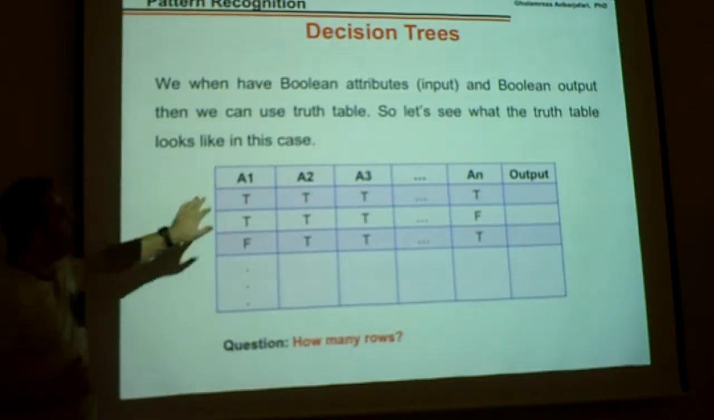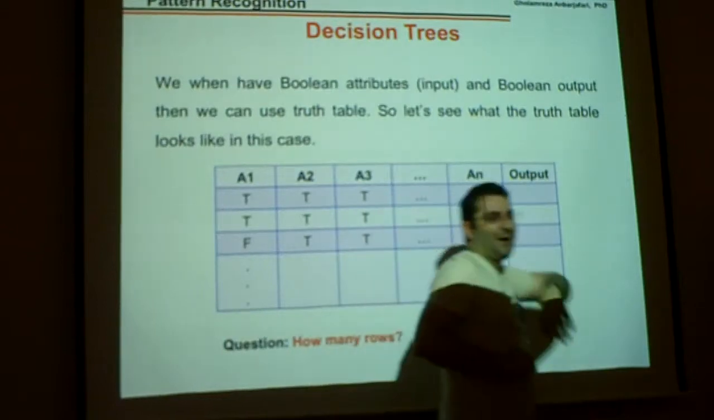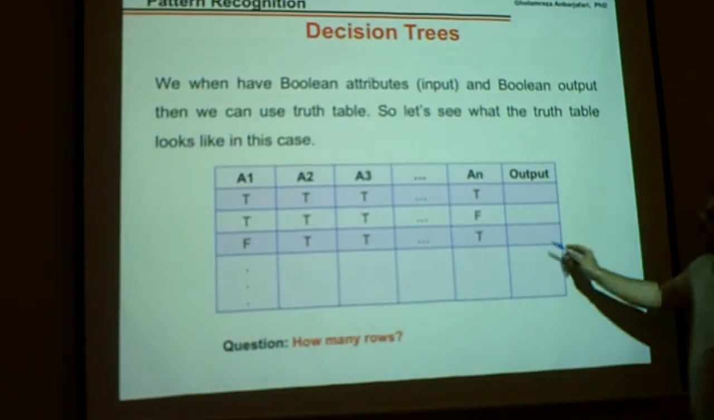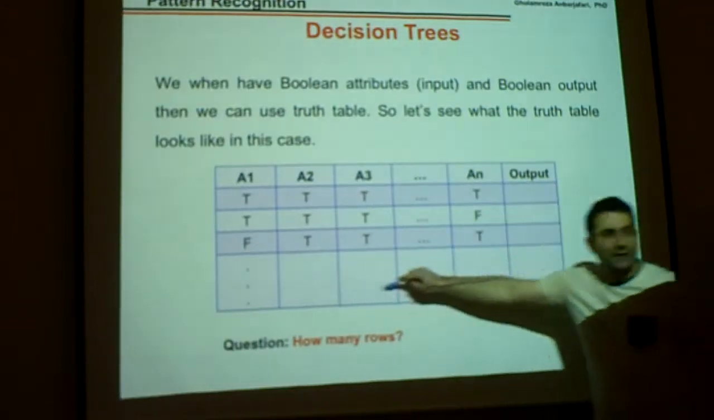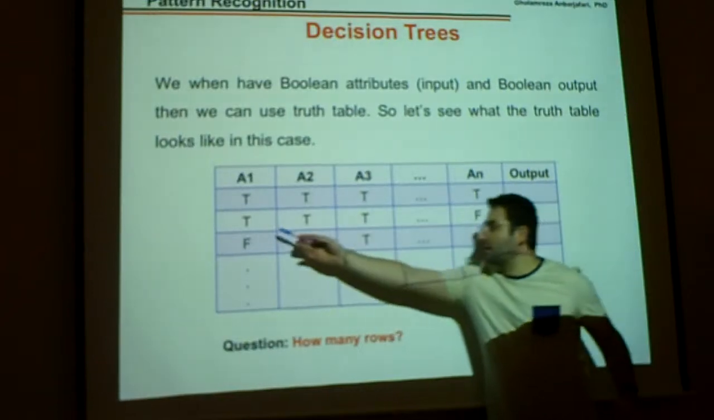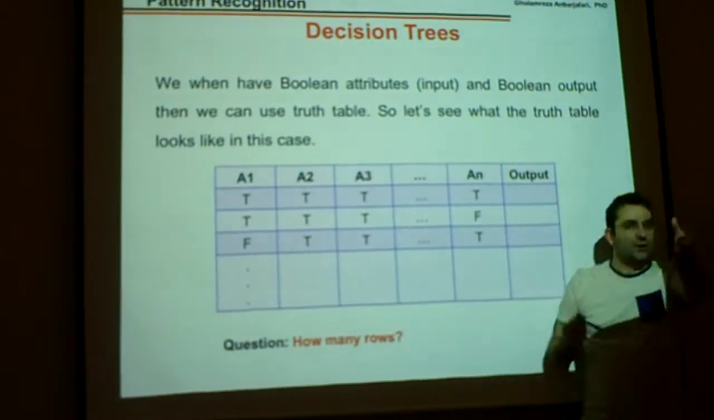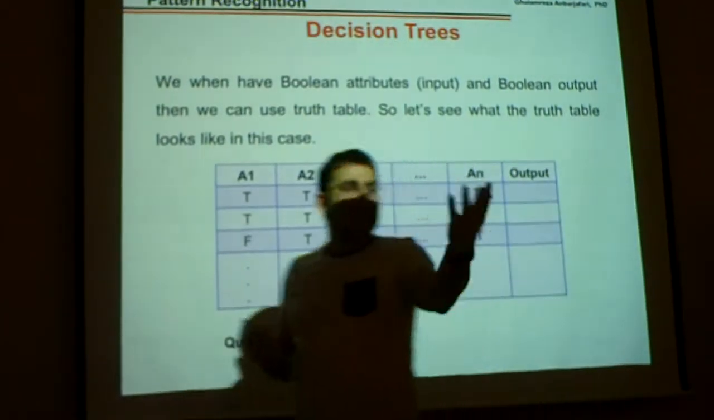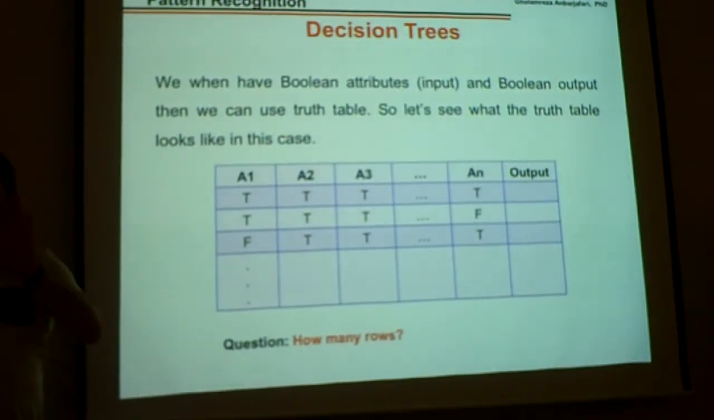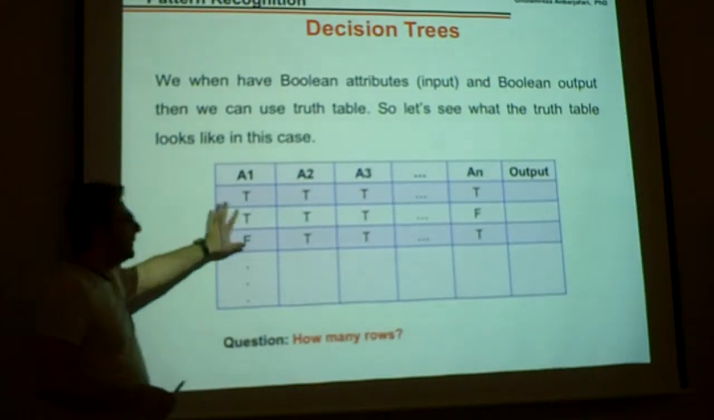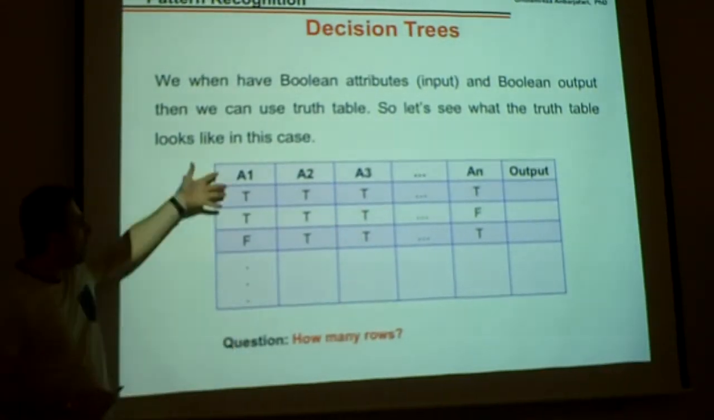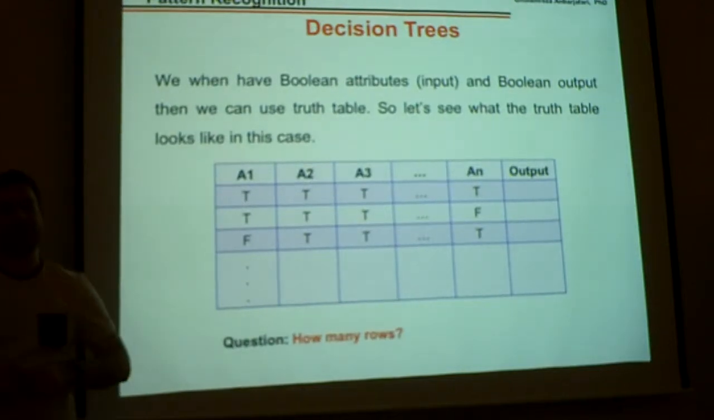Then we have Boolean attributes from A1 till AN, okay? And I have a truth table, which definitely will look like that. One row is everything true, the other one is everything true except this one. You know the truth table, right? Is there anyone who has never seen a truth table? Okay, good. So I have a truth table like this one. So the question is, how many rows will I have in this truth table?